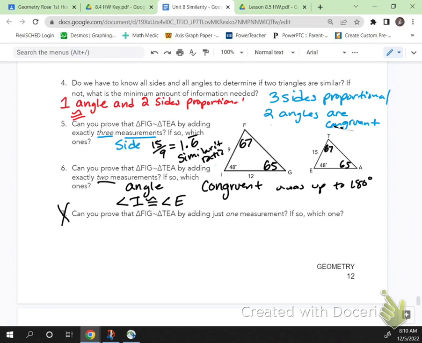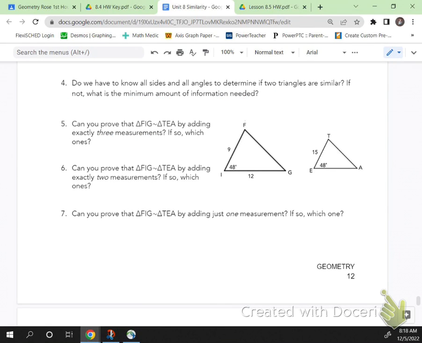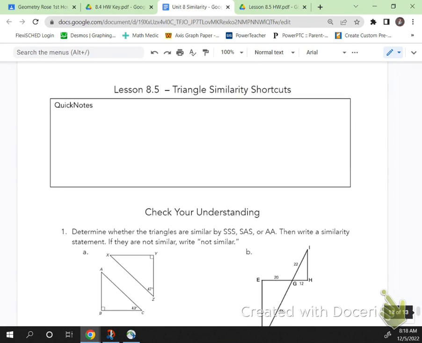Okay, flip it over. From the activity and for number 4, I'm hoping we saw some of the triangle similarity shortcuts. We kind of already spelled these out in number 4. These are the shortcuts for proving triangle similarity.